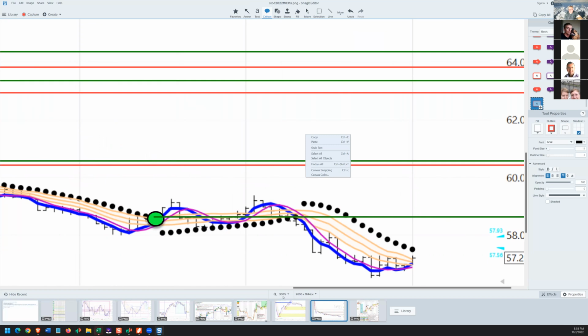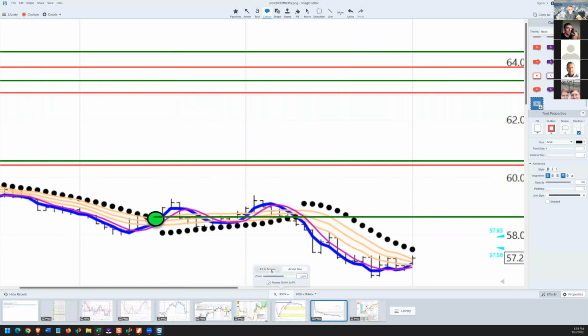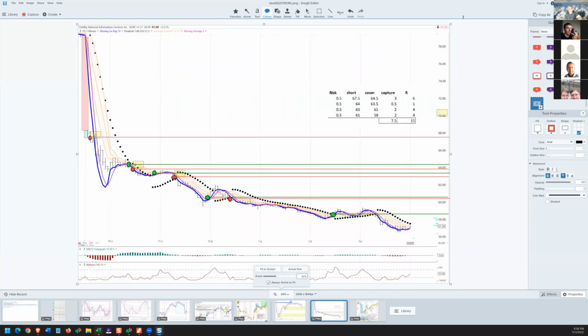So when all the smoke is settled, 4 trades, risking 50 cents, capturing this many dollars per share. At 50 cents, a $3 capture on a 50-cent risk is 6R, and so this brings home 15.